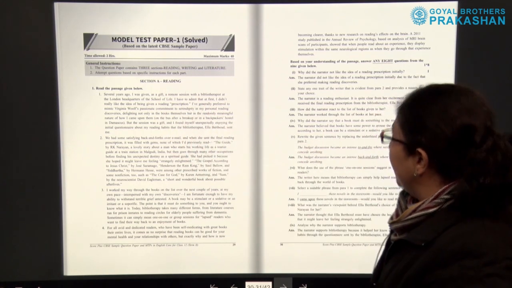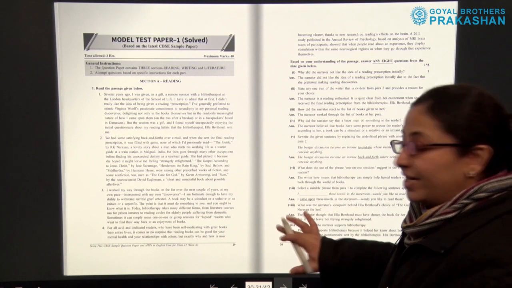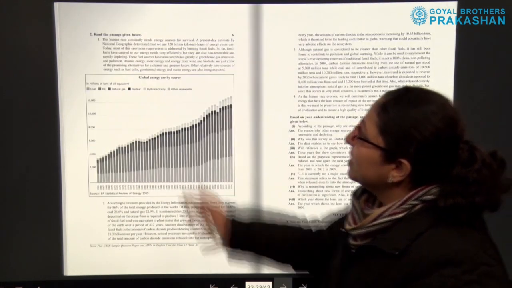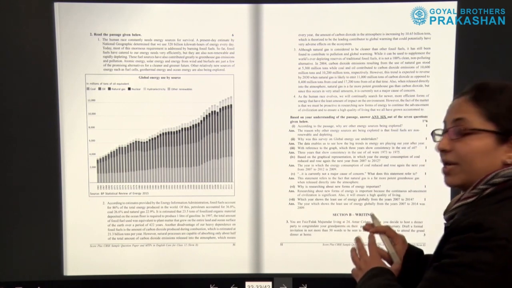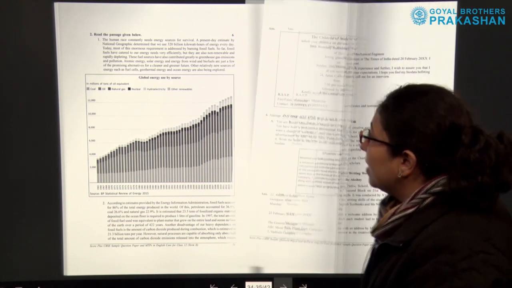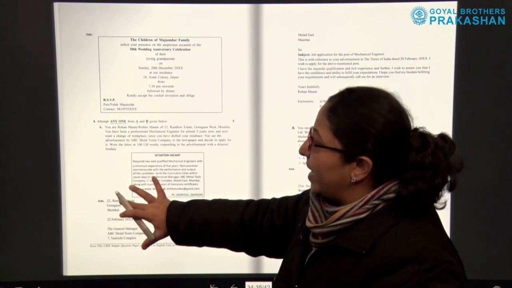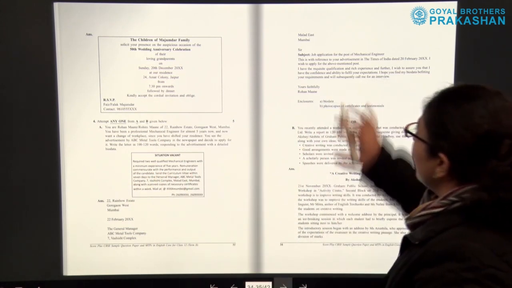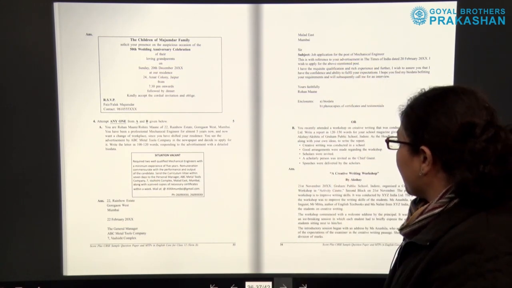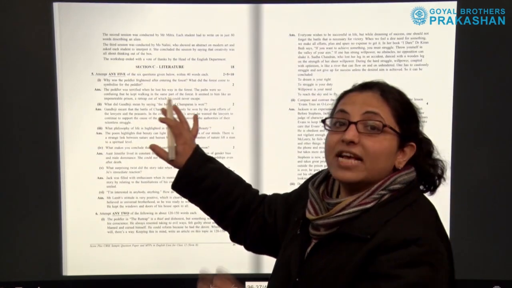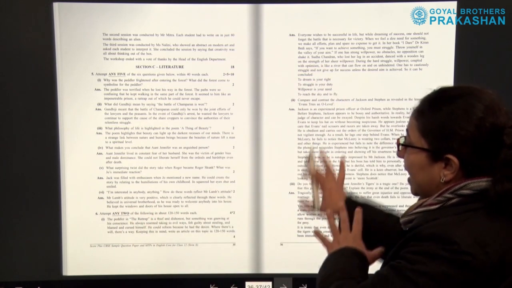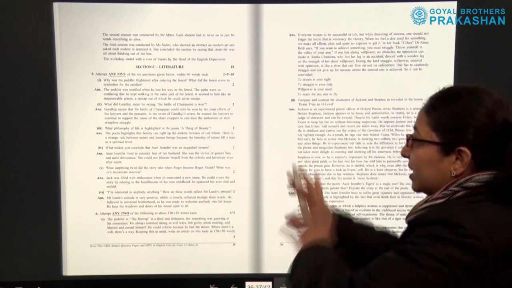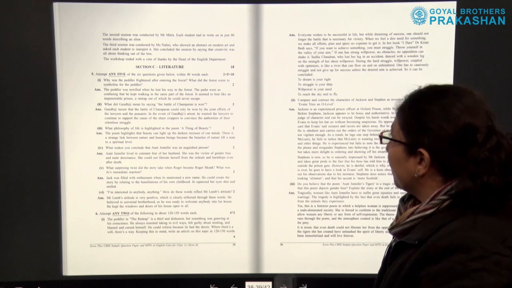Section A, reading, is here, and the answers are provided. This is all the reading part. Section B, writing, is given here. Again, the answers are provided along with the questions. This is all the writing part. Then we come to section C, which is the literature. Again, the answers are provided along with the questions. This is all the literature part.